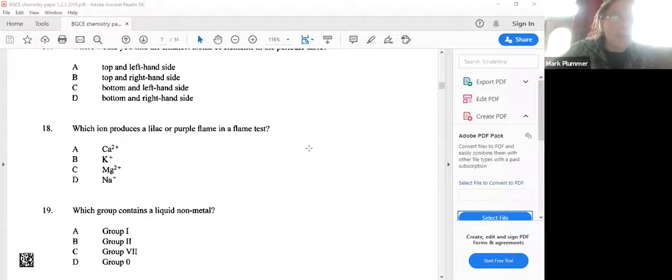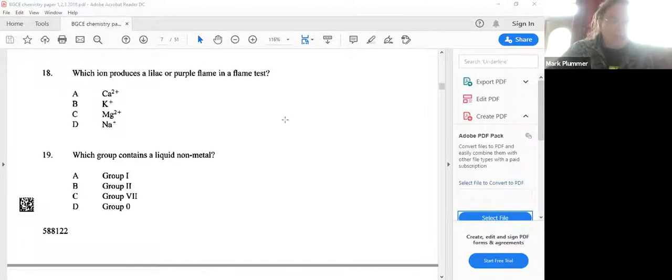Which one contains a liquid non-metal? Okay, question 19. Which group contains a liquid non-metal? The key here is non-metal. If you don't read it, I've seen the amount of times people go, oh yeah, metal, non-metal, mercury. I'll put group 2. It's not group 2. Mercury is a liquid metal, it's not a non-metal. So the answer to number 19 is C, and the actual element is bromine.